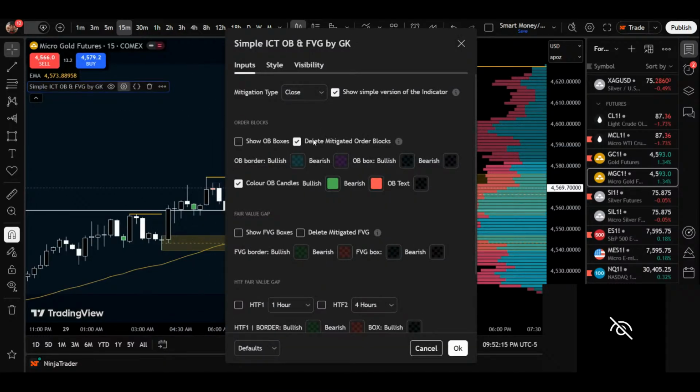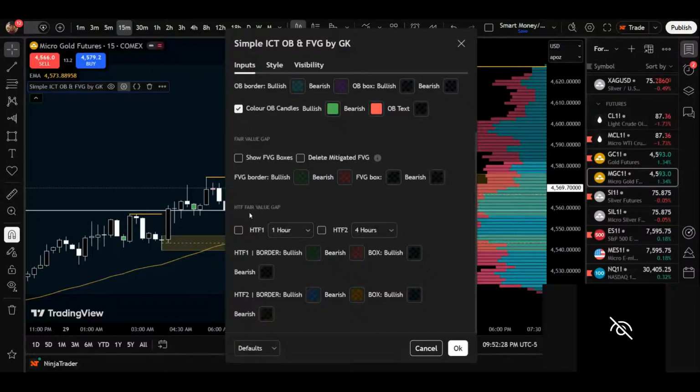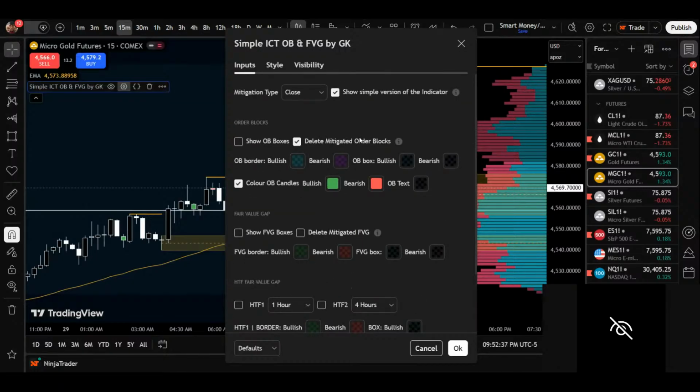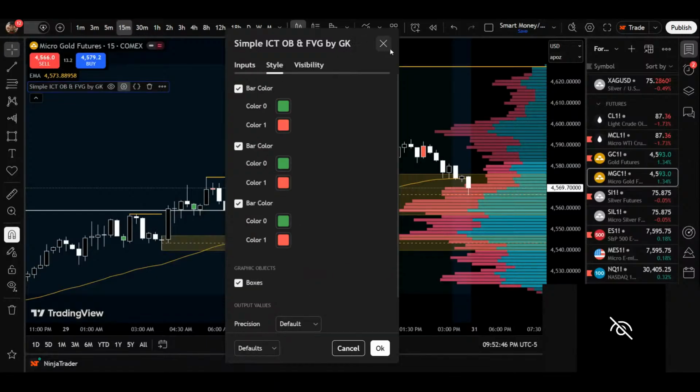All right. Delete mitigated order blocks. Yeah, because you don't want to use the old order blocks, so delete all the mitigated ones. It'll show fair value gaps, you can click on that if you want. Higher time frame fair value gaps, H1, H4, I don't mess with none of this stuff. The only thing I check is delete this, and this right here, show simple version of the indicator. None of this other stuff I mess with.